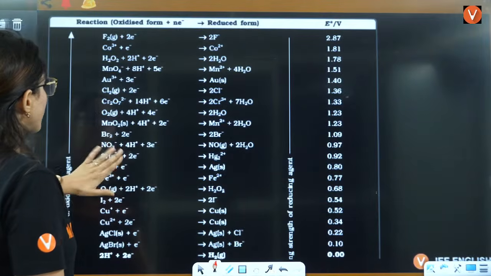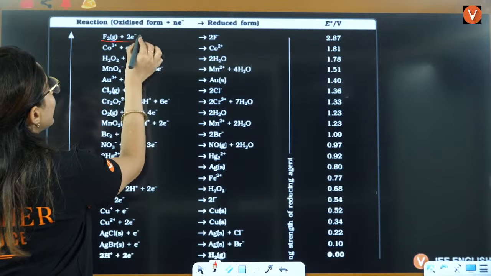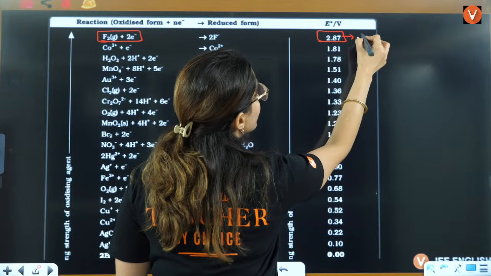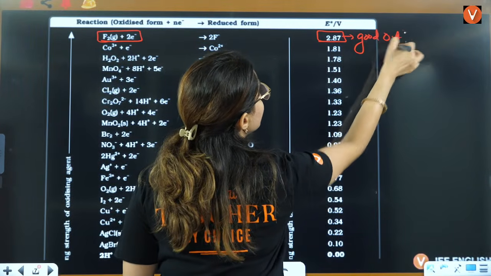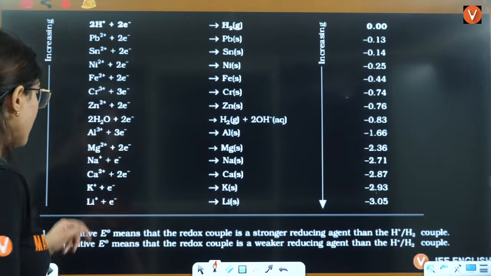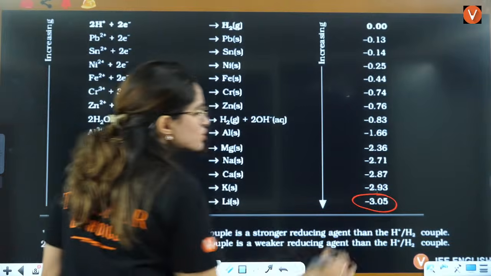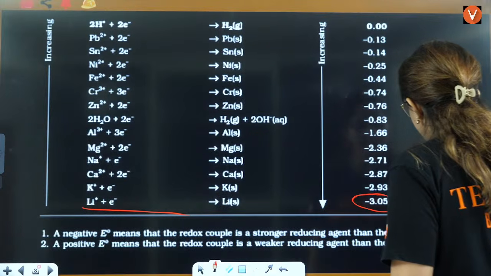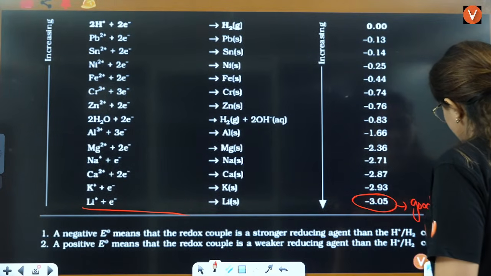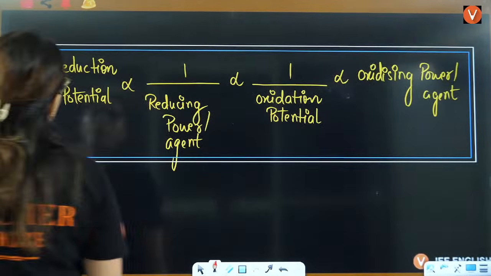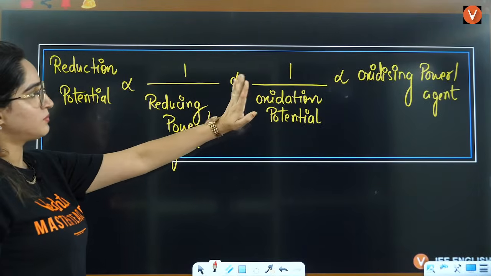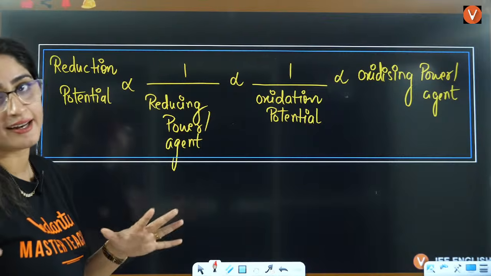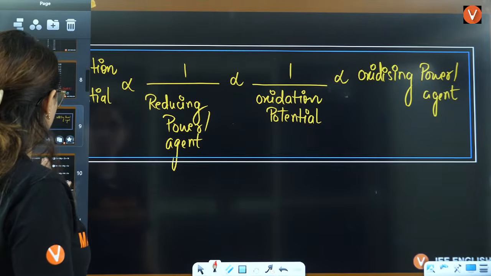One more thing that you should know from the electrochemical series, that fluorine has very high reduction potential. So it is a very good oxidizing agent. Lithium has minus 3.0, very low reduction potential. So it's a very good reducing agent. Because low reduction potential means bad oxidizing agent and good reducing agent, because they are inversely and directly proportional. So accordingly you should know.